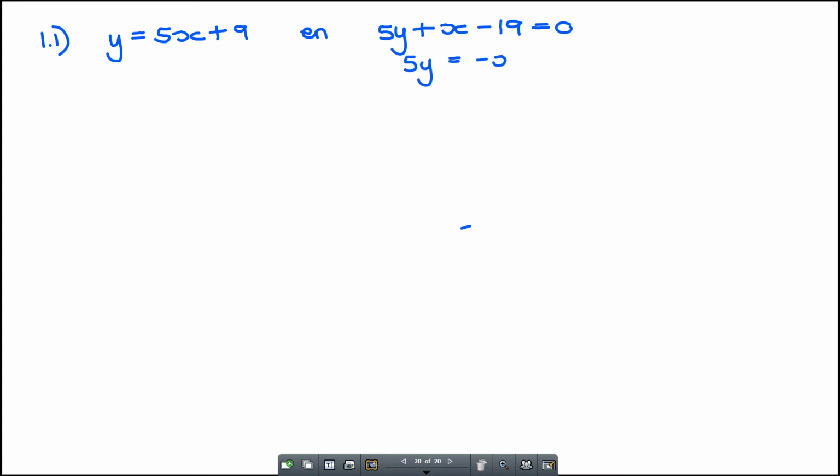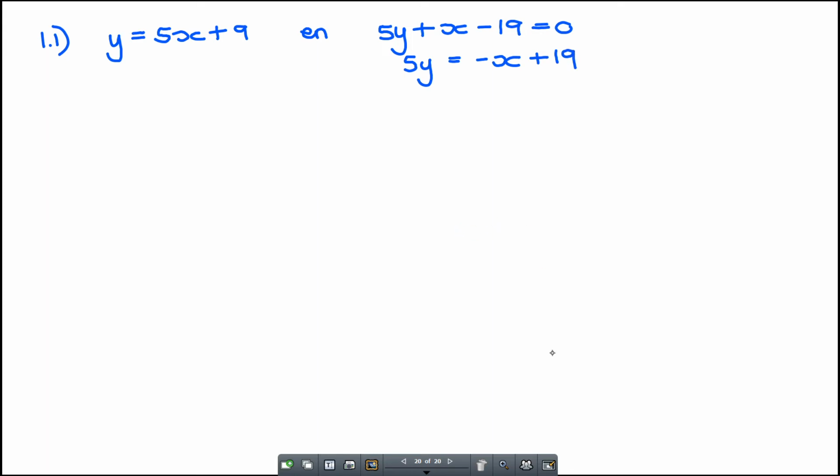Okay, so the equations were given as y is gelyk aan 5x plus 9 and 5y plus x minus 19 is equal to 0. Okay, but the one on the right hand side, I want to alter that a bit. So let's just make y the subject. So dan gaan ek hê minus x plus 19, nee?